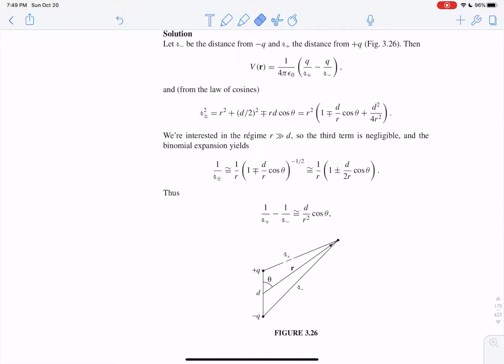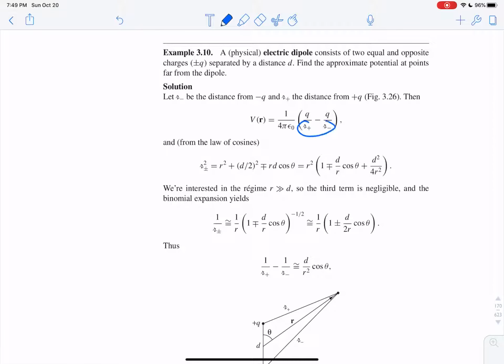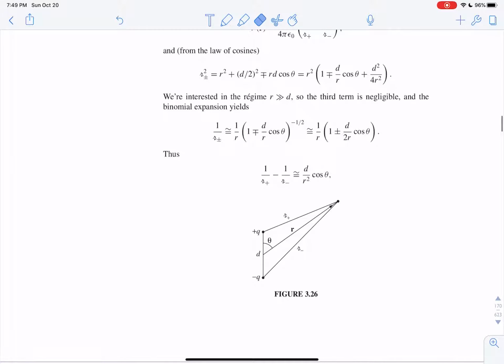Okay, and this is approximately 1 over r plus or minus times 1 minus d over r cosine theta, this angle theta, okay? Because what are we trying to do? We're trying to get a different form, and so we're getting 1 over r plus here, and that's what we're trying to do here, okay? So this 1 over r plus is approximately 1 over r times this thing.